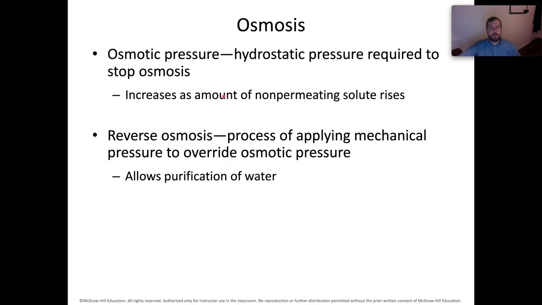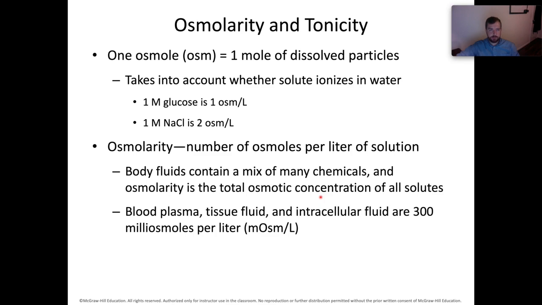So osmotic pressure is the hydrostatic pressure required to stop osmosis. So it increases as your solute rises, and then you can actually override this through a process called reverse osmosis. That's where we push down on it enough to where water is forced out the other side. And this is actually one of the ways that we purify water for drinking.